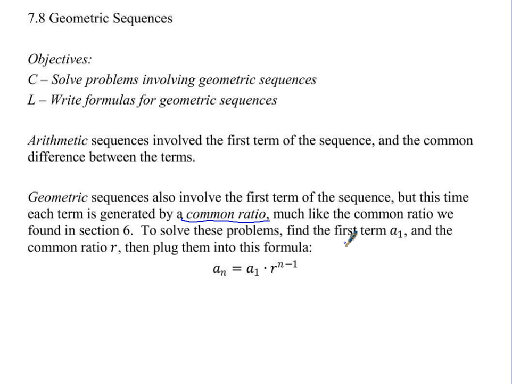So to solve these problems, first find the first term, a sub 1, then also find the common ratio r, and then plug them into this formula sitting right here. A sub n equals a sub 1 times r to the n minus 1 power. And that is n minus 1 power in the exponent. It will always be there. A sub 1 is the first term of the sequence. R is the common ratio of the sequence, and then you're raising that to the n minus 1 power. This formula will give you all the terms of the geometric sequence.